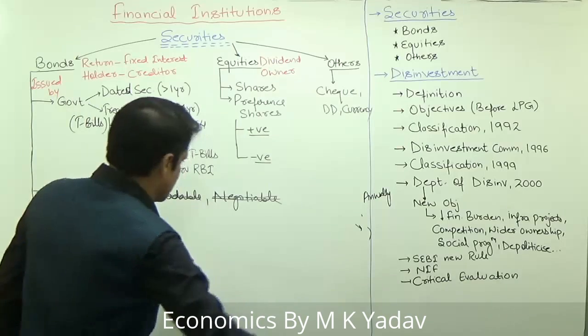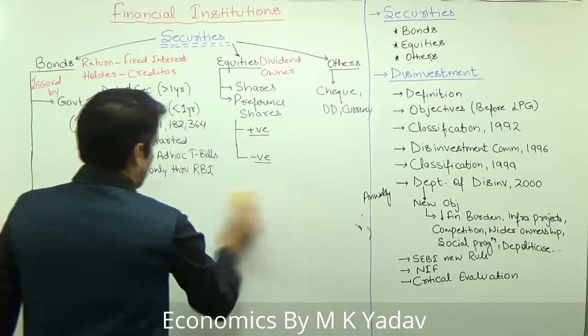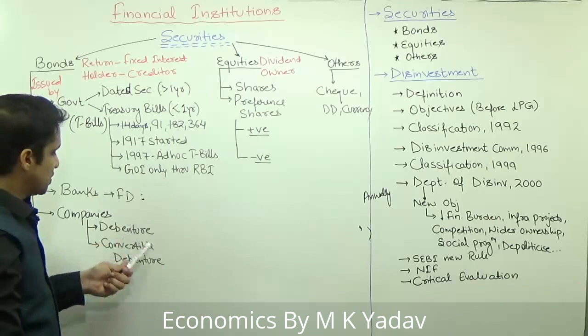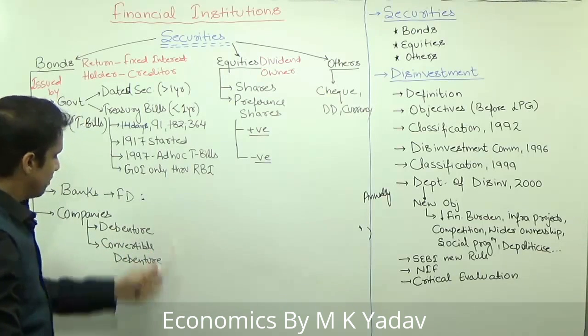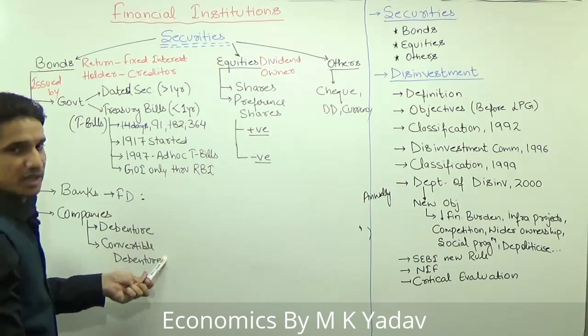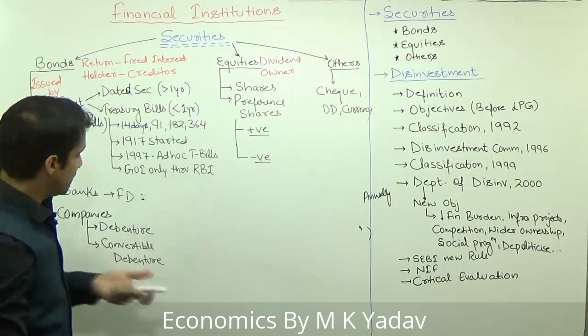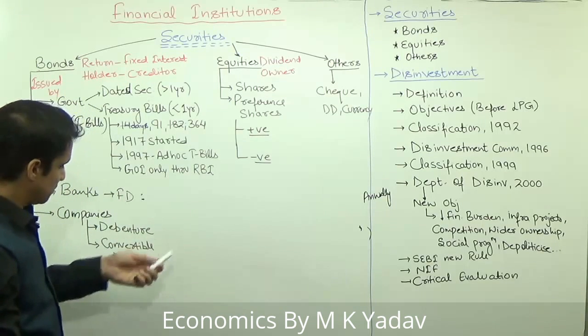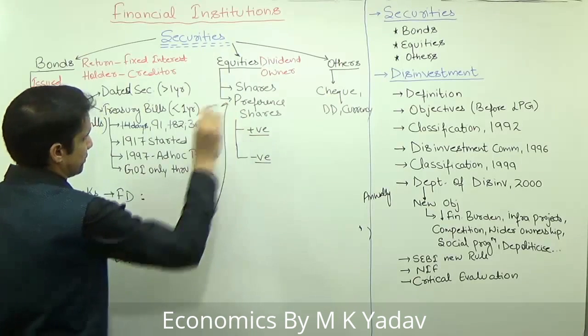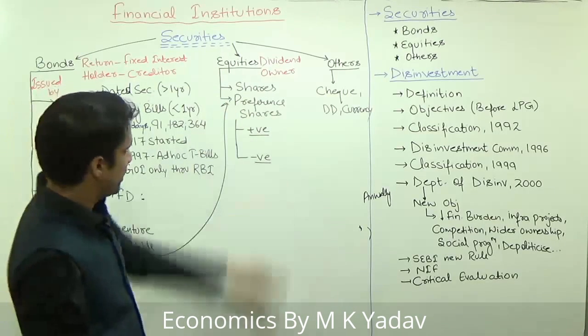Convertible debenture means maybe for 2 or 3 years that particular financial instrument will behave like a bond. Will behave like a bond means you will get a fixed interest rate. But after that pre-decided time, that is 2 years, 3 years or something, it will be converted to shares. Now what is shares? First we will discuss.